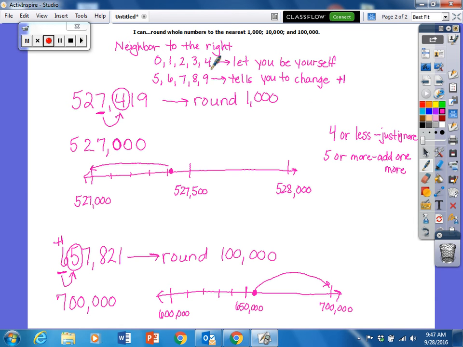And that's also a little rule that you might have heard in 3rd grade that also says this same thing. If your number is less than 5, 4, 3, 2, 1, or 0, you're just going to ignore what it tells you to do and stay yourself. If your number is 5 or more, 5, 6, 7, 8, 9, you're going to add 1 more. And that's what we did up here. It changes your number to 1 more. So again, we can use a rounding rule or we can use a number line in order to round numbers to the nearest 1,000, 10,000, and 100,000.